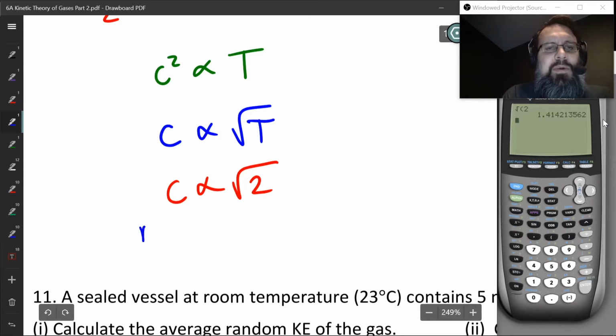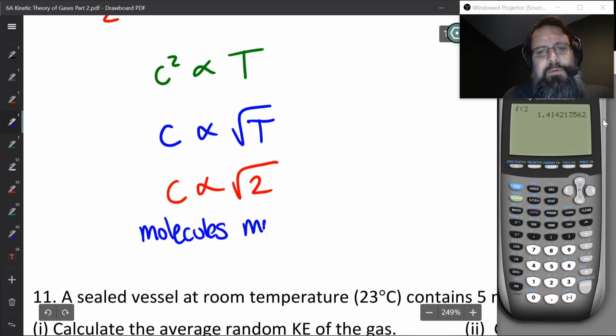So we'll say that the molecules move with square root of 2 times the original speed.